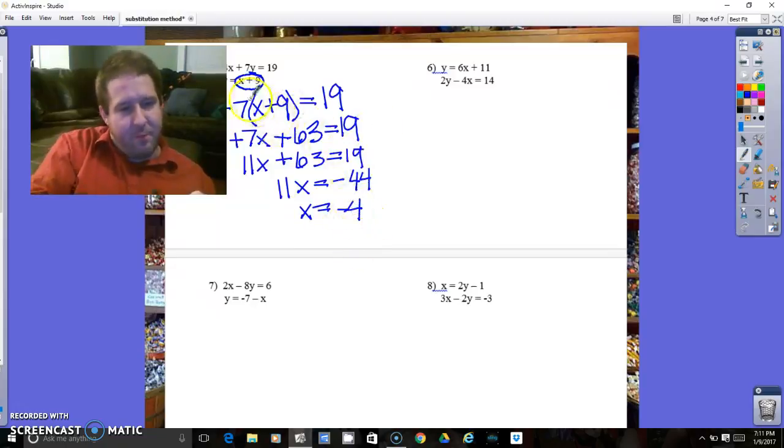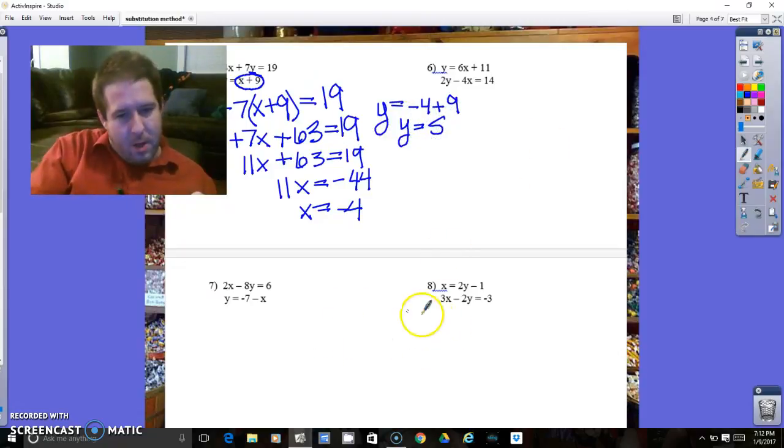Once I found negative 4, plug it back in. The bottom one looks easier. y equals negative 4 plus 9, so y must be 5. Okay, on to number 7. I'm going to, actually, you know what, I'm going to do 8 because it's x equals. I'm going to take this top line and plug it in right here.